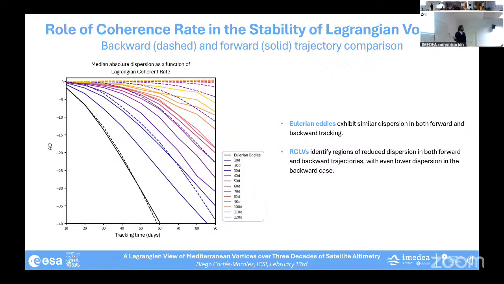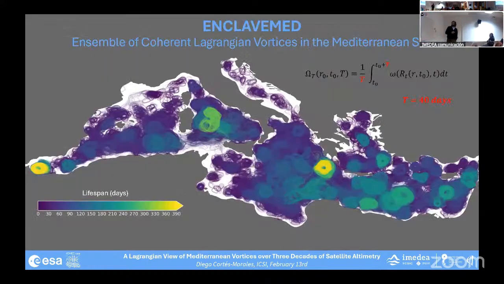So we managed to demonstrate that the Lagrangian coherent vortices trap material more effectively than the Eulerian case. And we felt encouraged to make an atlas of these Lagrangian vortices across the 30 years of altimetry observations in the Mediterranean Sea. We call it ENCLAVEMED, ENsemble of coherent Lagrangian vortices in the Mediterranean Sea. And we have used a Lagrangian coherent rate of 40 days.